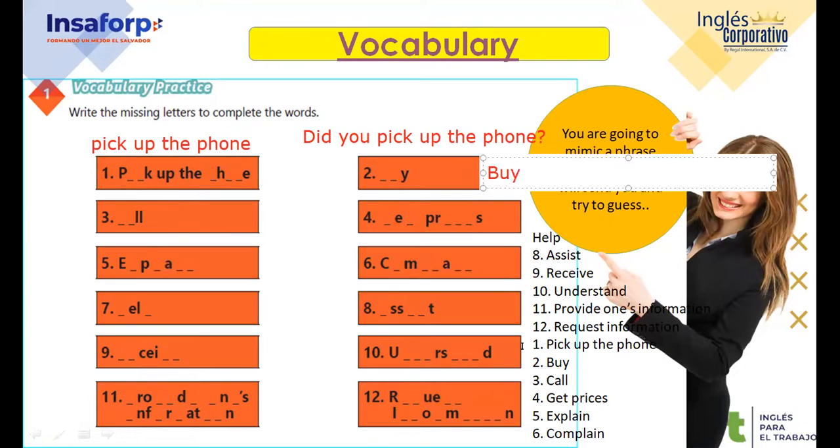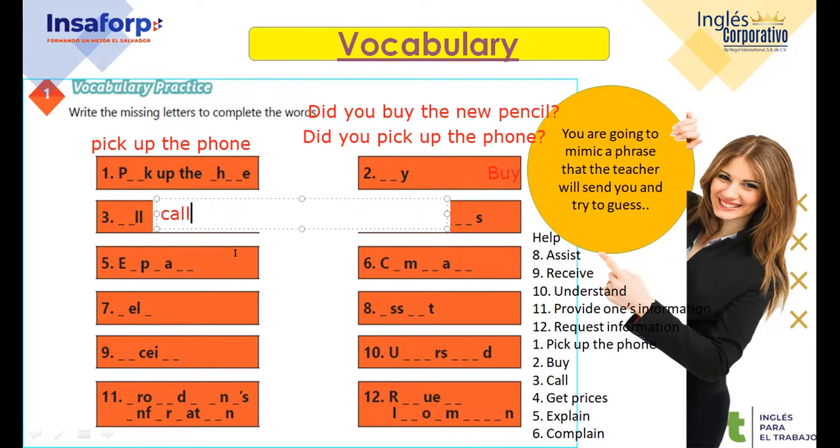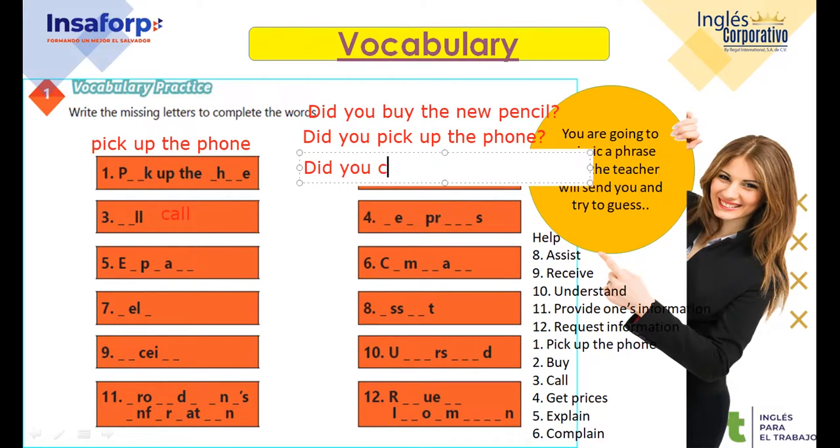Okay, number two is buy, right? You have buy. Give me a sentence, question or negative sentence, with the verb buy. Did you buy the new pencil? The new course. Okay, you buy the new pencil. Let's see, number three. So what's number three? Call. Okay. Did you call me? Okay. Did you call me? Easy.